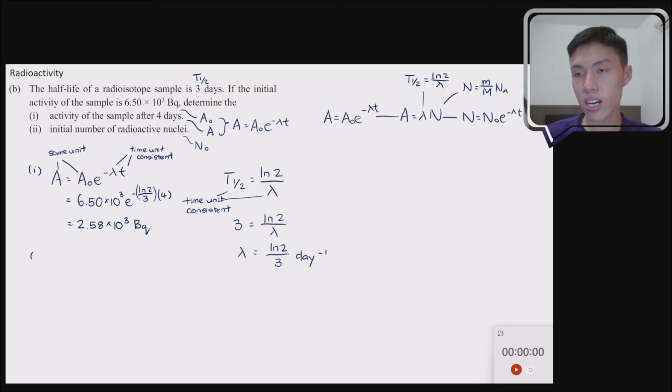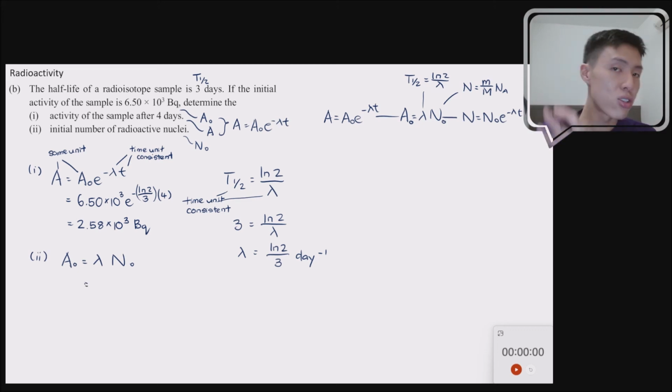Then the next question, they ask for the initial number of radioactive nuclei, which is when time is equal to 0. You know the initial activity is this much, so you can change the equation to be A0, and then what you will get here will be N0. So A0 will be equal to lambda N0. Lambda here, the value won't change with time. Throughout the decay, your half-life is still 3 days, and your lambda is still ln 2 over 3. It never changed throughout the decay process. What changed is the activity and the number of radioactive nuclei.